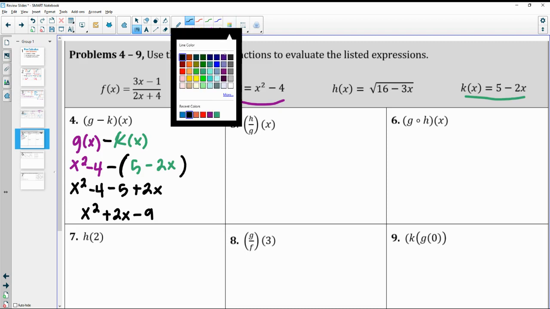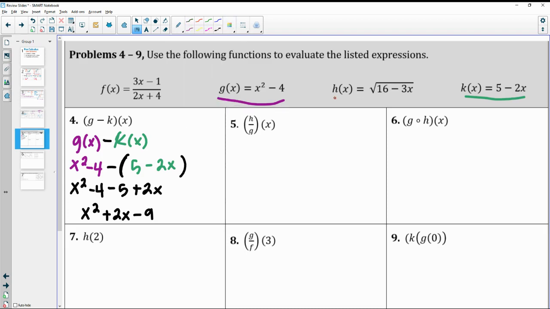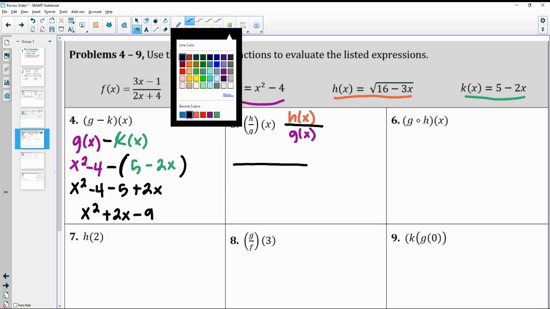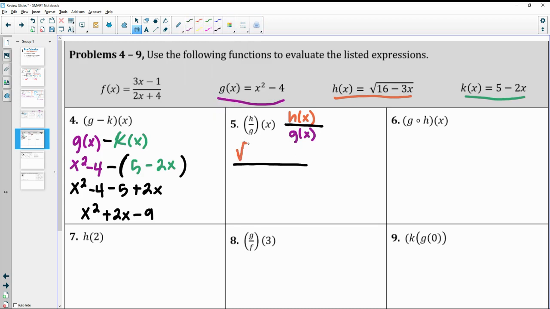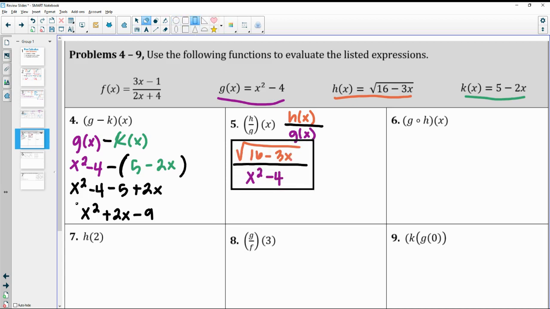Number 5, we're going to do h of x divided by g of x. So our h function will go on top, and the h function is just the square root of 16 minus 3x. And then the g function is just x squared minus 4. There isn't anything that we can do to simplify that, so this would just be our final answer.